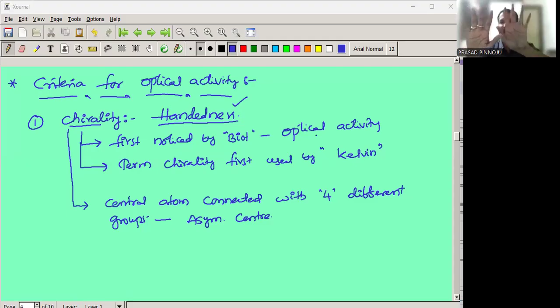Handedness is a property. Now if I place the two hands like this, do the fingers match? They are different, sir. Yeah, this is a non-superimposable mirror imageness. Handedness is a property that is called chirality. So simply the definition of chirality is nothing but handedness.